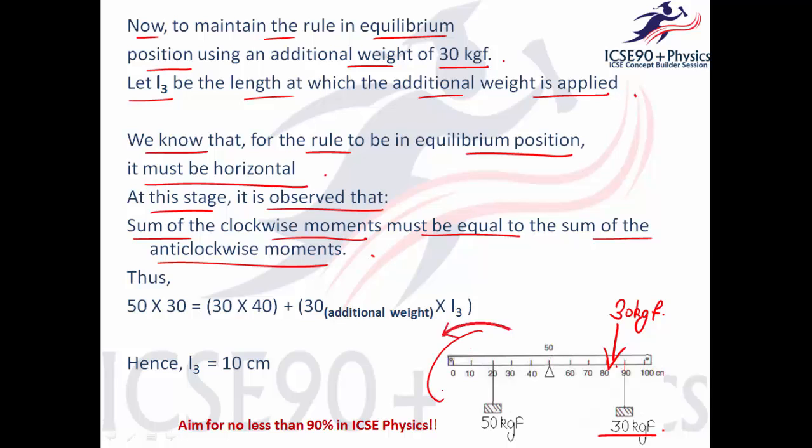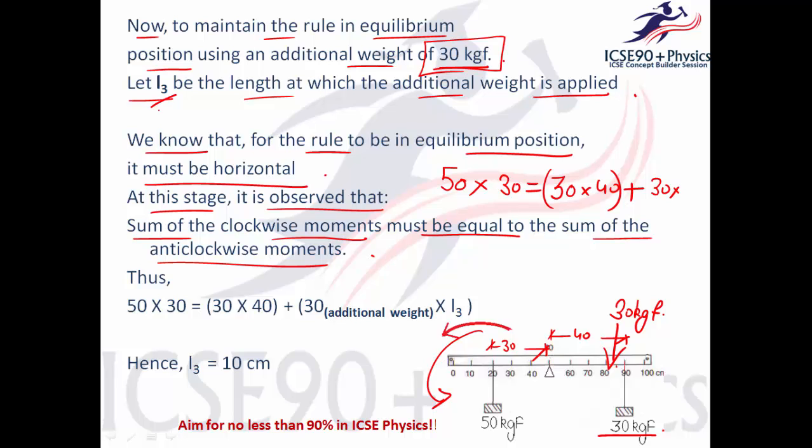So the anti-clockwise moment we know in this case is 50 into 30, which must be equal to, as we've already seen, 30 into 40 plus the additional weight that we are talking about, that is 30 kgf, multiplied by a certain length L3 at which it should be applied. Now how do you get this equation?